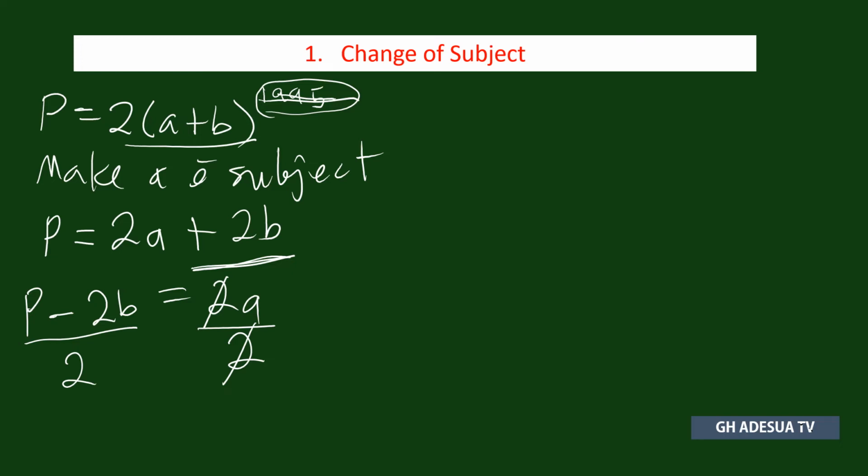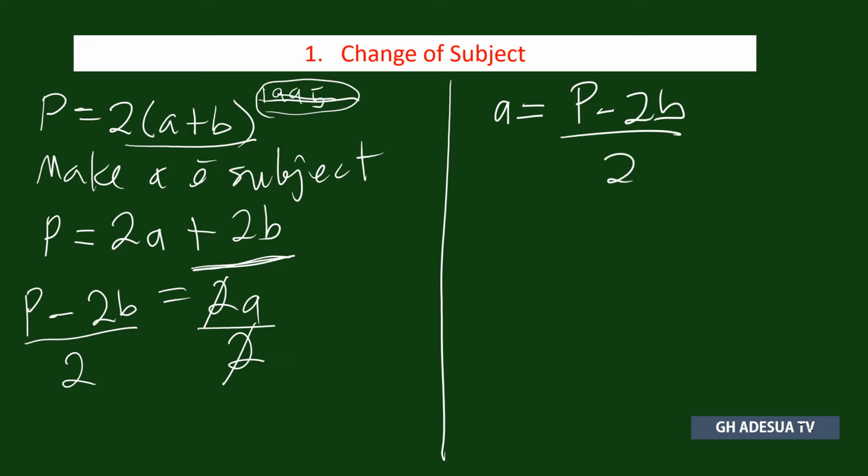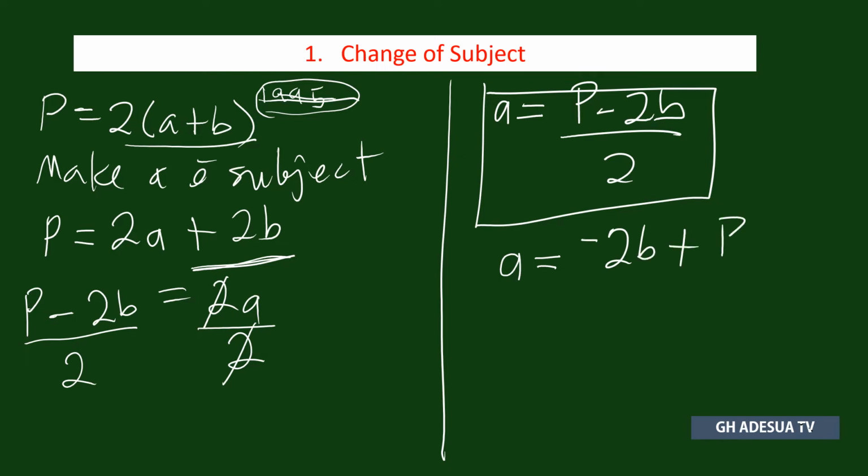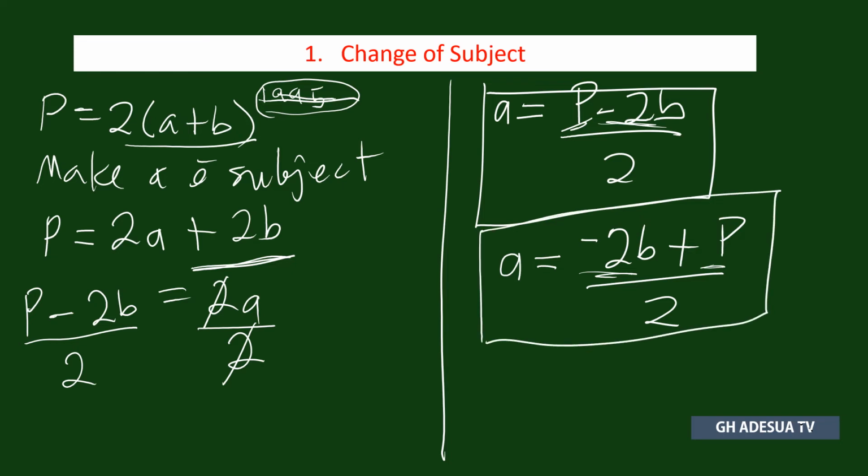So making A the subject, write the A first. We have A is equal to P minus 2B over 2. That is your final answer. Now in an examination, the examiner can write for an objective test the answer to be negative 2B plus P over 2. Don't get confused. It is just the top that has been repositioned, but it is the same answer. This one is negative 2, yes. This one is P, yes. So that answer stays. It is the correct answer.